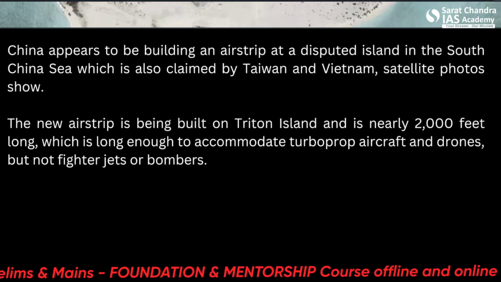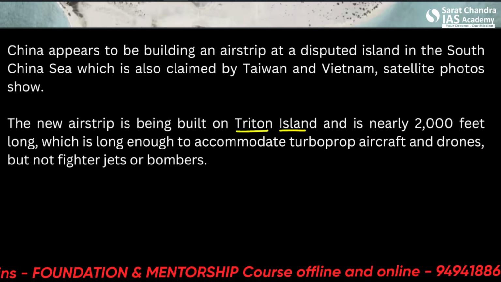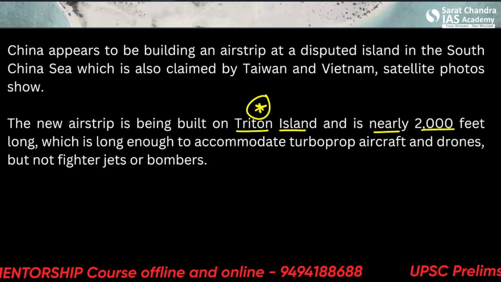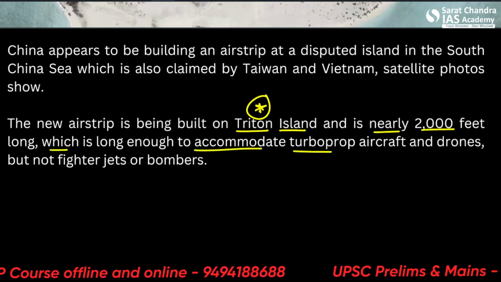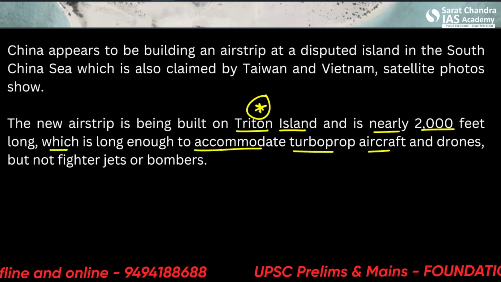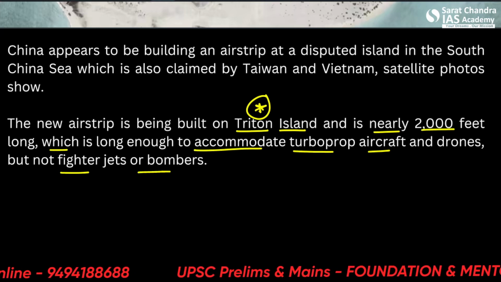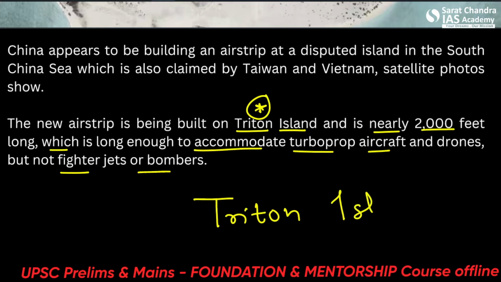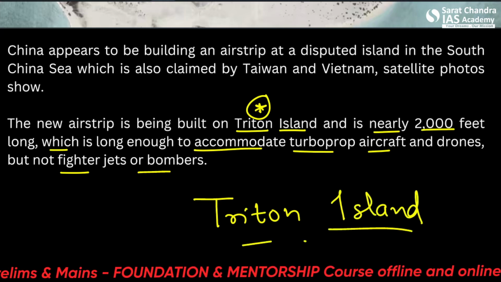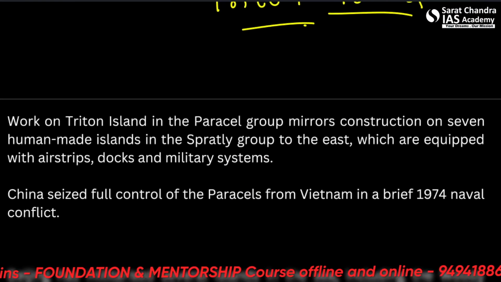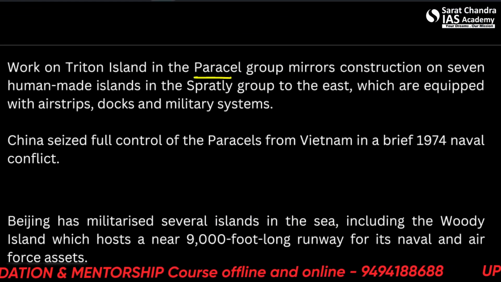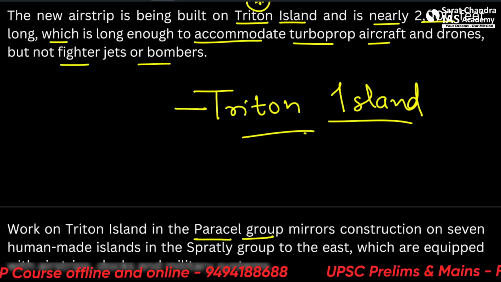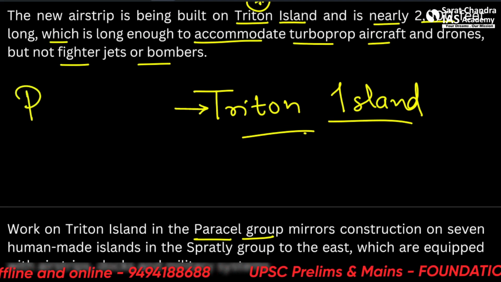So the new airstrip is being built on Triton Island. This is important, the name. It is nearly 2000 feet long, which is long enough to accommodate turboprop aircraft and drones, but not fighter jets or bombers. So just remember the name, Triton Island. Work on Triton Island in the Paracel group. Please remember this detail that this island is a part of the Paracel group.